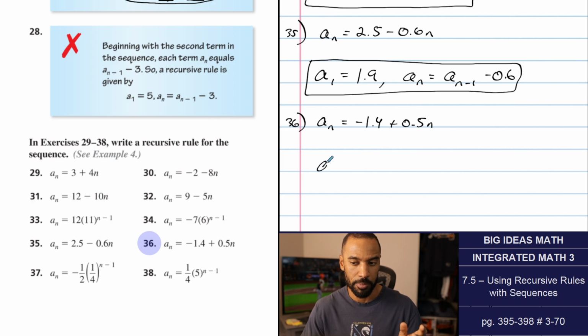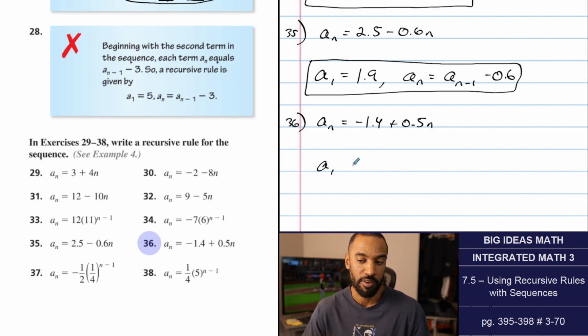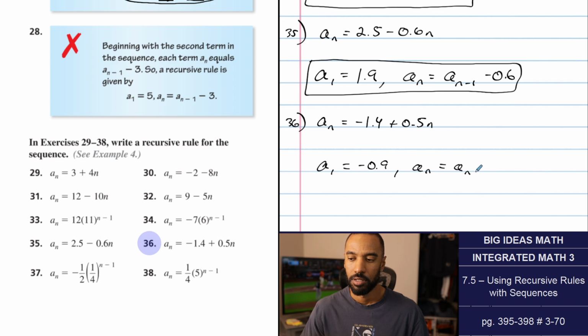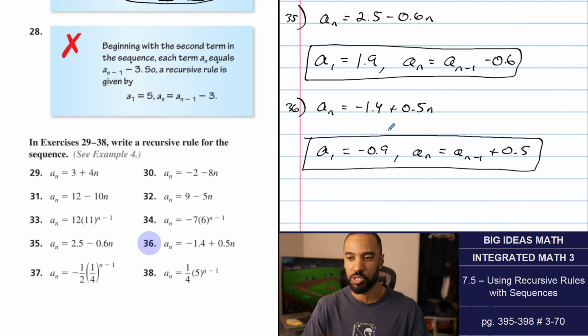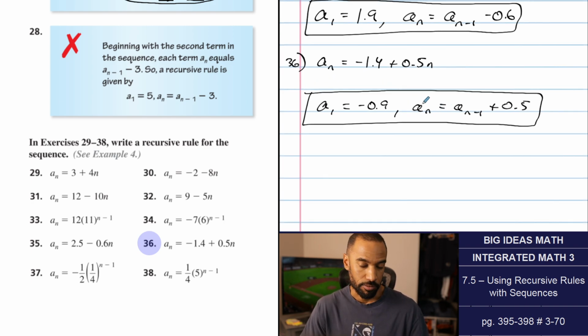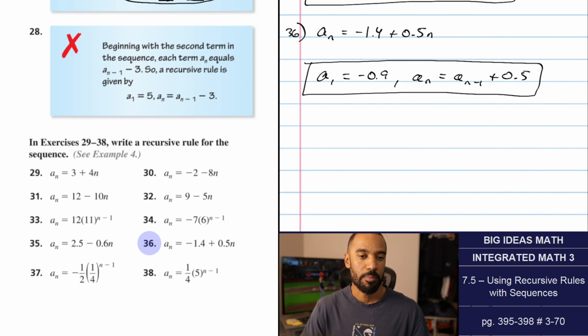You need the first term and common difference. The first term comes from substituting in 1, which is -1.4 plus 0.5. I have nothing more to say than that, because that's what it is. And this is taking the previous term and adding the common difference. You want to recognize where the common difference stems from once you understand how explicit rules are written, specifically for an arithmetic sequence. And now a geometric sequence, again, no change in what there was before.